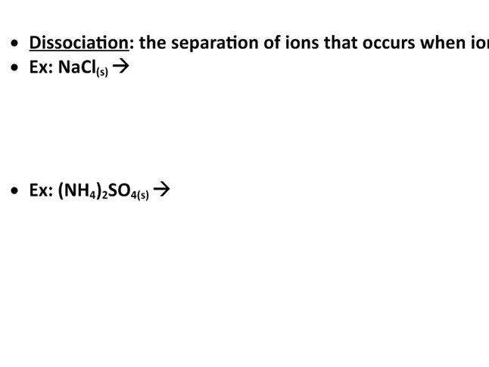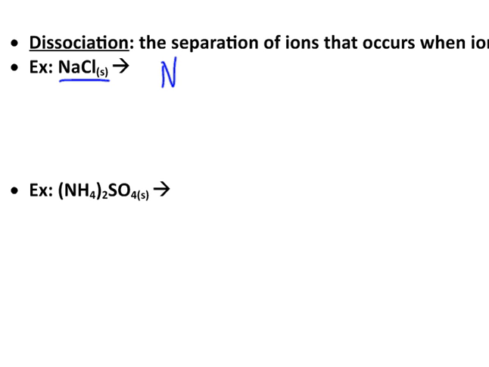Okay, so dissociation is the separation of ions that occur when ionic compounds are placed in solution. So the first step is to check the solubility of an ionic compound to see if it is in fact soluble in water. If it is, we separate the compound into its individual ions.